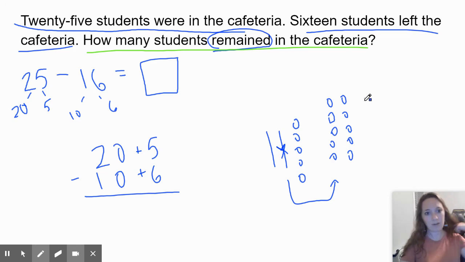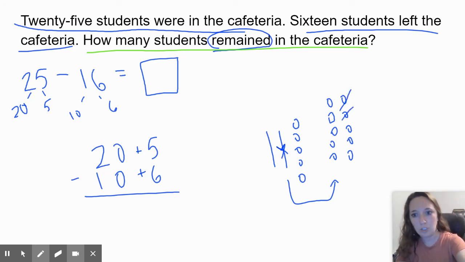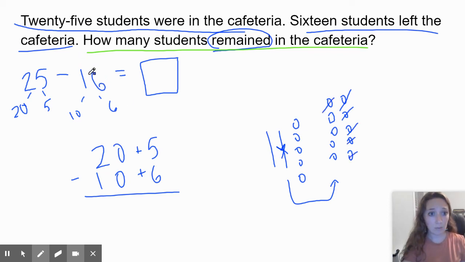Okay, so now we have enough ones to take away 6 ones. 1, 2, 3, 4, 5, 6. Where am I getting the 6 from? Well, here. We have to take away 6 ones because of 16. Now we have to take away a 10. And now we can count what we have left. 1, 2, 3, 4, 5, 6, 7, 8, 9. All right, 9, because we didn't have any 10s left.